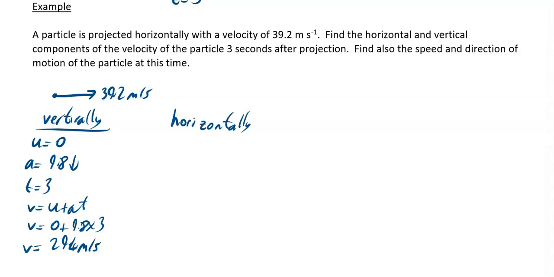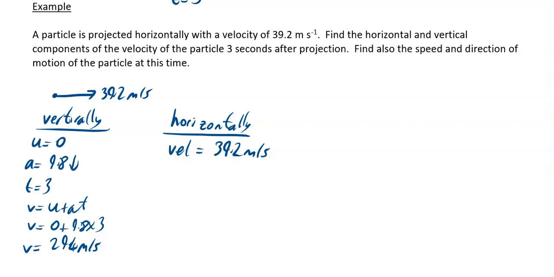Horizontally, remember what we said at the very start of this video? We said that the horizontal component of the velocity, or the speed horizontally, is going to be constant. So horizontally, your velocity is just going to be equal to 39.2 meters per second. Because it started as 39.2, it's still going to be 39.2. It's going to be 39.2 horizontally all the way through this question.